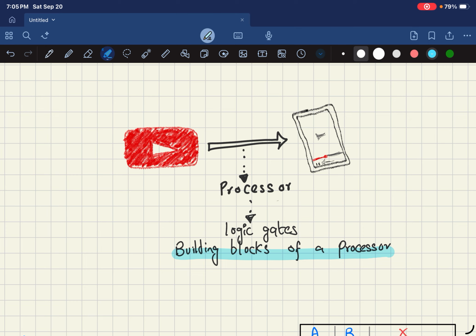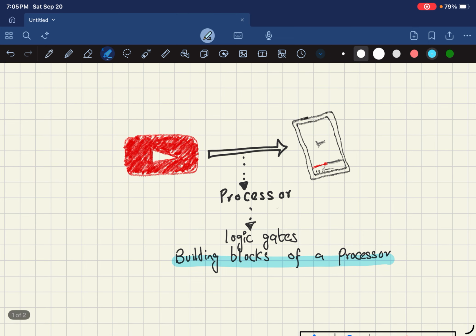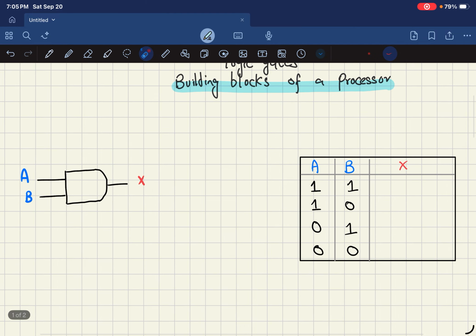Now there are 6 kinds of logic gates that we are going to study in this topic. I'm going to review each one of those logic gates in this video. For now, I'm just going to introduce them. In the next video, we will talk about how those logic gates combine to do some sort of meaningful job for the processor. Okay, so let's understand this.